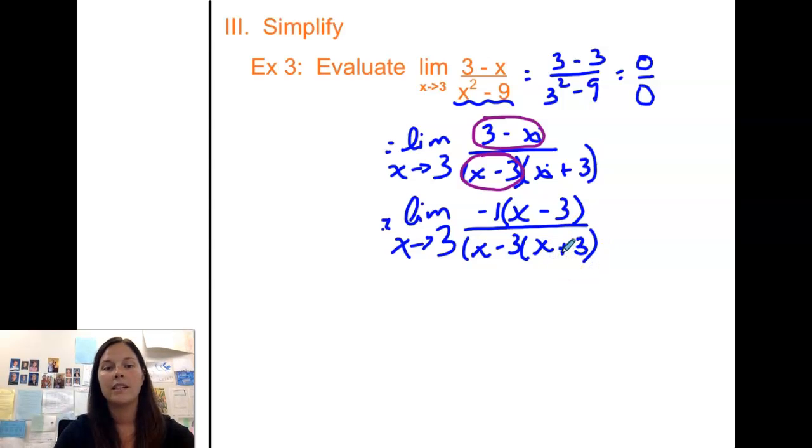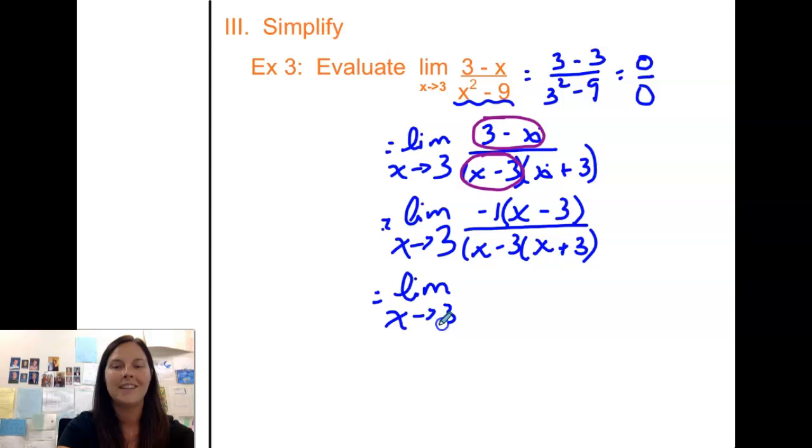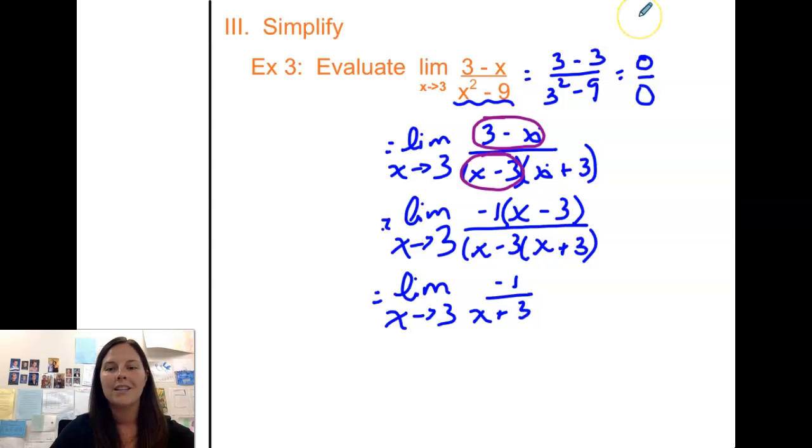And now we can cancel those x minus 3's. I'm keeping my limit notation because I am not subbing in yet. I'm simply canceling those common factors. I still have an x value over here with my function. Now I can try my direct substitution again. -1 over 3 plus 3 gives me 6. So the limit as this function approaches 3 is -1/6.